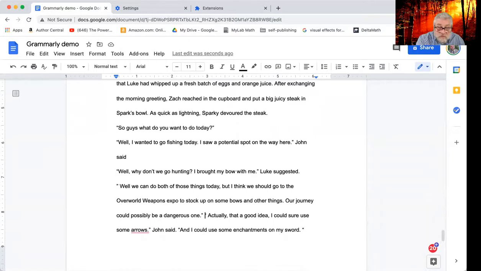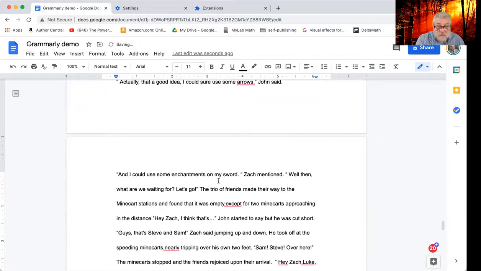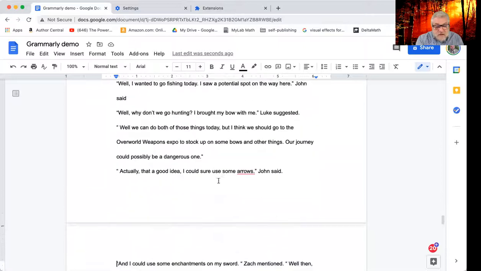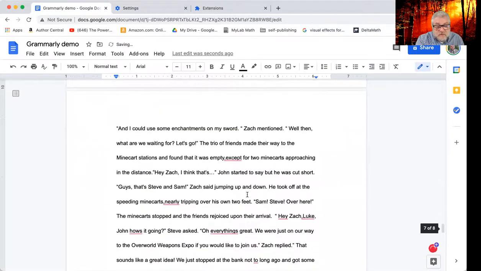You should always start a new line of dialogue from a different character on a new line. It makes it so much easier to read. Now let's go back and look here. Okay, arrows. Because there's "John said" after it, arrows should have a comma after it.